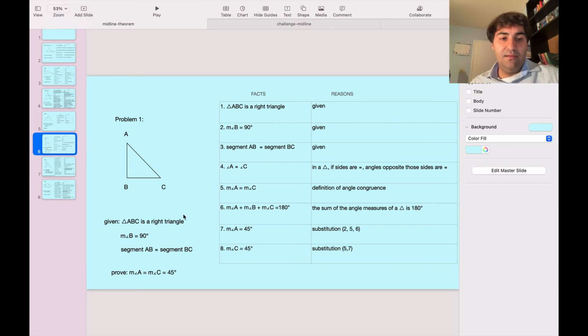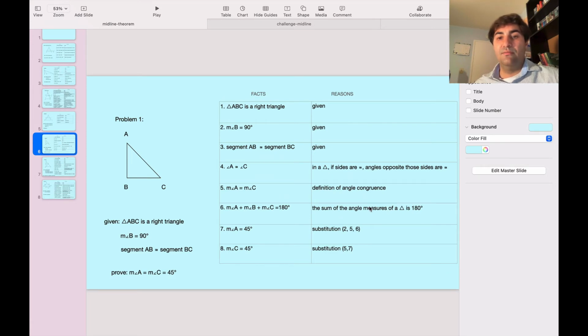Okay, so in this problem, we're given ABC is a right triangle. The measure of angle B is equal to 90 degrees, and we're given that segment AB is congruent to segment BC. We want to prove that the measure of angle A is equal to the measure of angle C is equal to 45 degrees. So we write down what we know. Since segment AB is congruent to segment BC, then in a triangle, if sides are congruent, the angles opposite those sides are congruent as well. So angle A is congruent to angle C, and therefore the measure of angle A is equal to the measure of angle C by the definition of angle congruence.